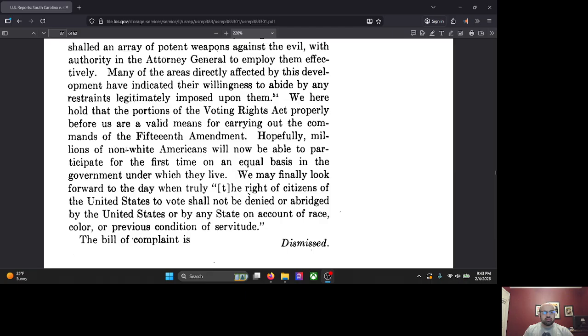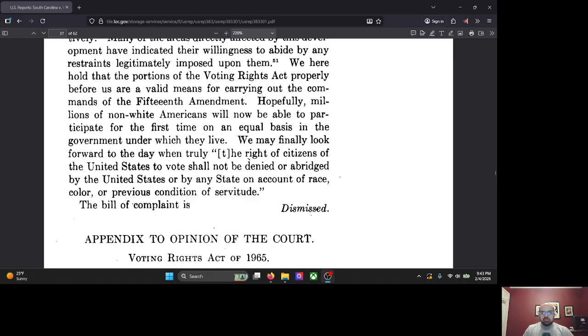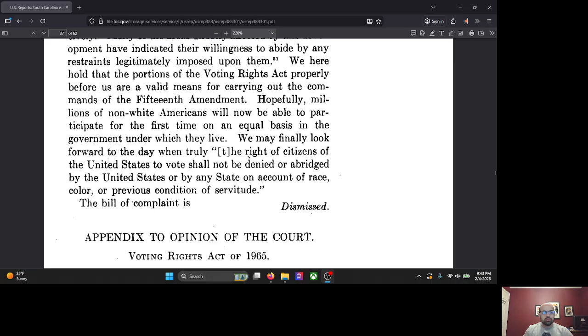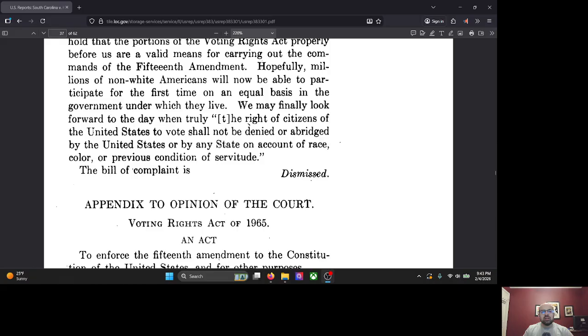Hopefully, millions of non-white Americans will now be able to participate for the first time on an equal basis in the government under which they live. We may finally look forward to the day when truly the right of citizens of the United States to vote shall not be denied or abridged by the United States or by any state on account of race, color, or previous condition of servitude. The bill of complaint is dismissed.